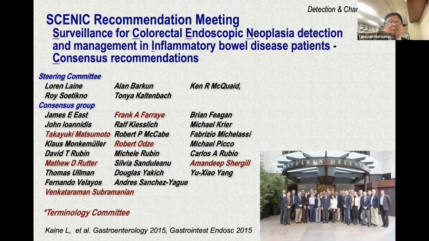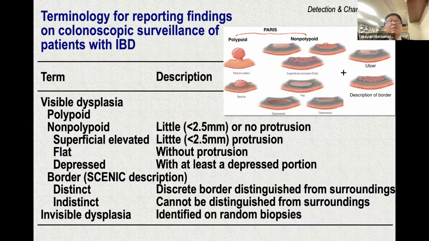In 2014, there was an international recommendation meeting referred to as the SCENIC recommendation meeting. This meeting was aimed to standardize the terminology and the practical procedure for surveillance colonoscopy for patients with inflammatory bowel disease, especially for those with ulcerative colitis. This group consisted of more than 25 colonoscopists and pathologists. And there was also a subgroup of the investigators referred to as the terminology committee. And this terminology committee established the terminology for reporting findings on colonoscopic surveillance for patients with inflammatory bowel disease.